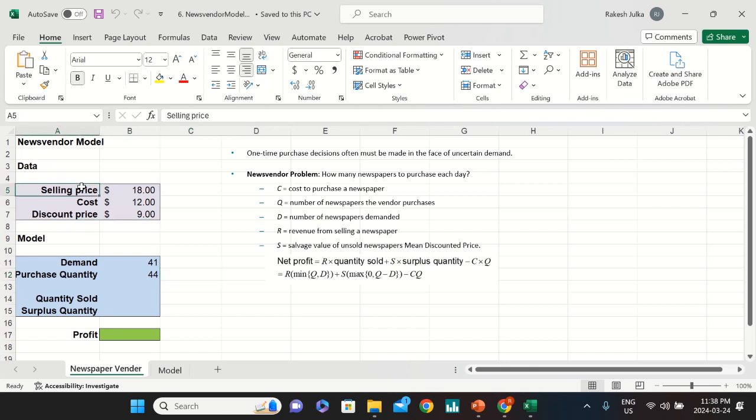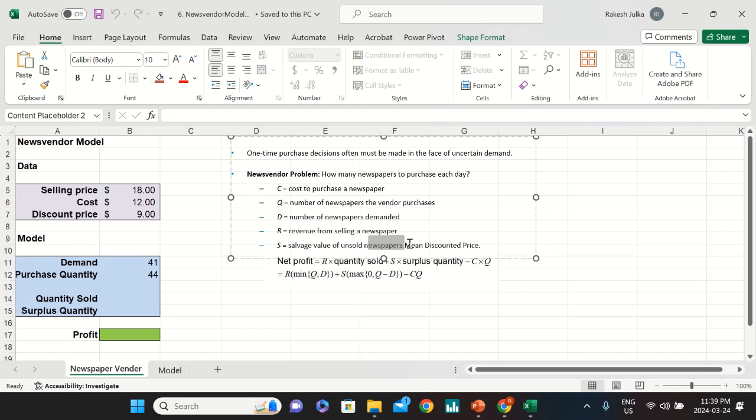Selling price of the newspaper is $80, cost is 12, and discount price is 9. Discount price means that if at the end of the day the newspapers are not sold, then they can be sold at the rate of $9. It means that will be the salvage value of the unsold newspapers, the discounted price in this case. So C is the cost of the purchased newspaper.